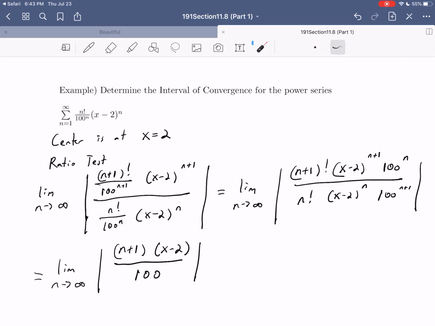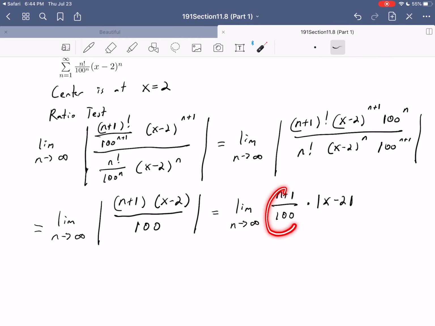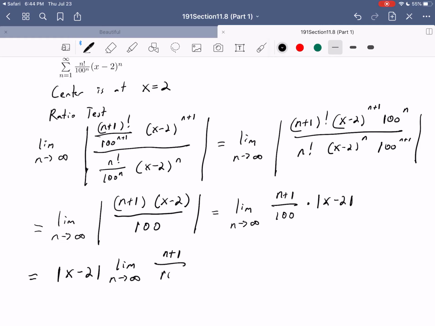Now that things are much simpler, let's recognize that this absolute value bar applies to this, but this is always guaranteed to be positive. So we have the limit now as n goes to infinity of n plus 1 over 100 times the absolute value of x minus 2. Again, we've got to have those absolute value bars on here because we have no idea what x is. If x is like 1, then this is actually a negative number, so absolute value is going to make a difference. But we can just put the absolute value on here because this stuff is always positive. Once again, this limit is as n goes to infinity, so it applies to this, not to this. Let's pop that out front. So we have the absolute value of x minus 2 times the limit as n goes to infinity of n plus 1 over 100.